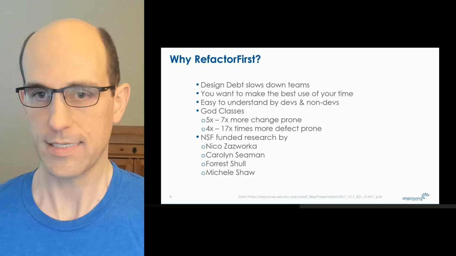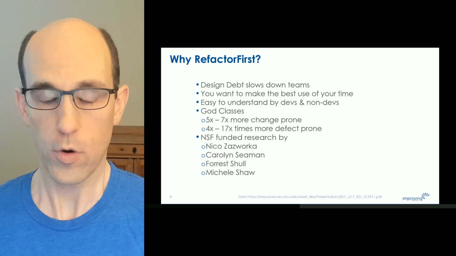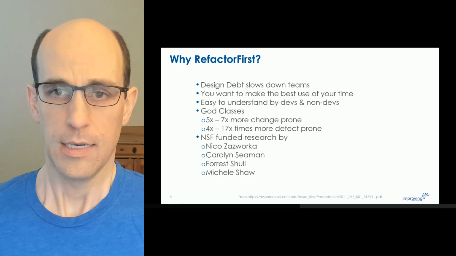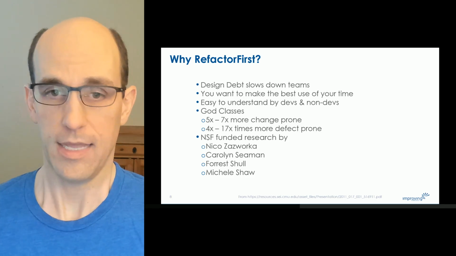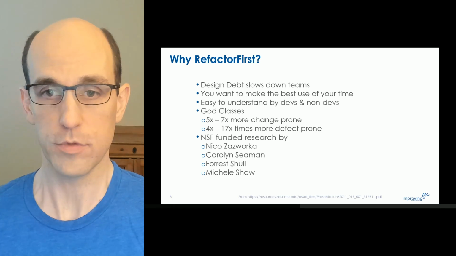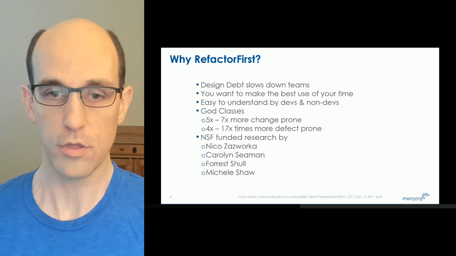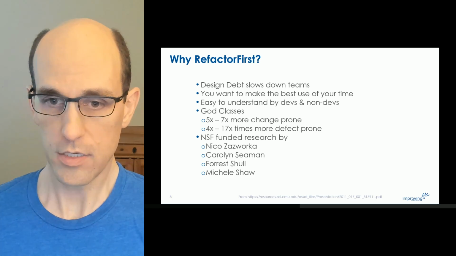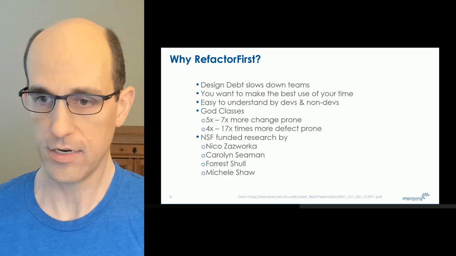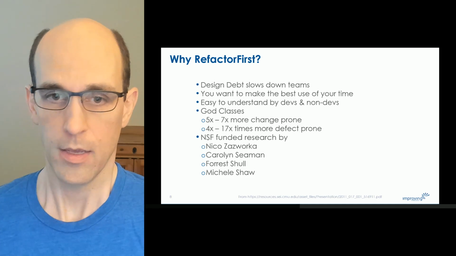So why God classes? Because God classes are 5 to 7 times more change prone, and also 4 to 17 times more defect prone, because they're so big and because, well, they're just hard to understand and it's easy to get things wrong. This tool is based on National Science Foundation funded research that was done by Nico Zazworka, Carolyn Seaman, Forrest Shull, and Michele Shaw. And if you want to, you can look at the presentation that I've got listed in the footer, and it's also on the RefactorFirst GitHub repo.